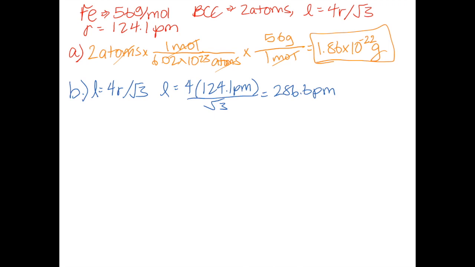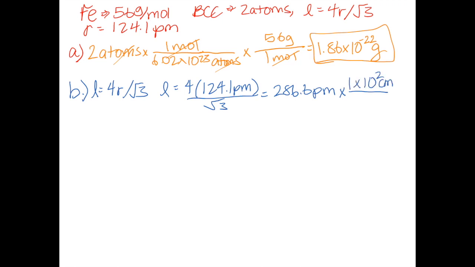But nobody uses picometers when we're talking about density. Nobody. So we need to convert from picometers to centimeters. How do we do that? We have to relate them both to meters. So if I just use this conversion every time, I know that there are 100 centimeters in a meter.